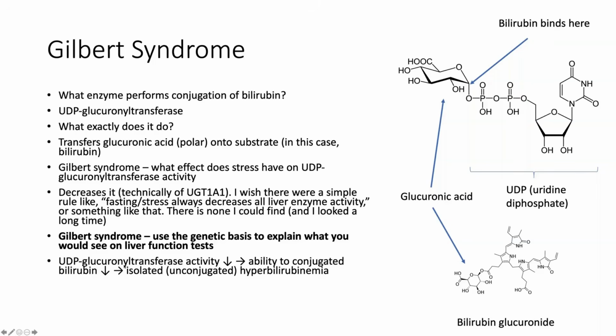Right. So UDP glucuronosyltransferase activity is low. When they're stressed, it gets even lower. And so they can't conjugate bilirubin well, and so they get an isolated unconjugated hyperbilirubinemia.